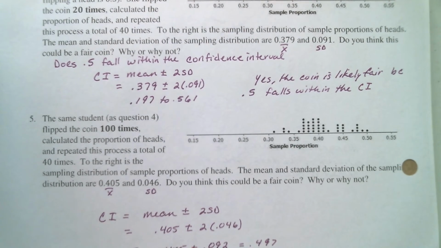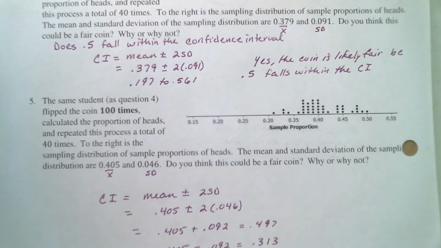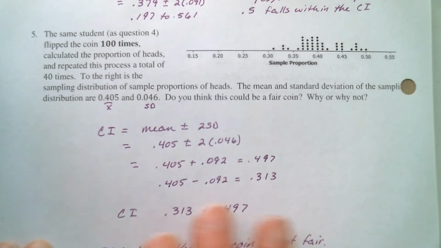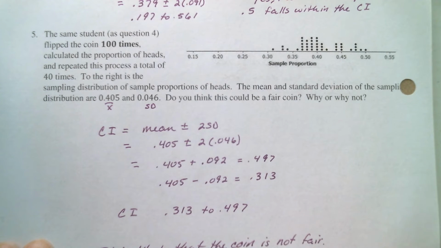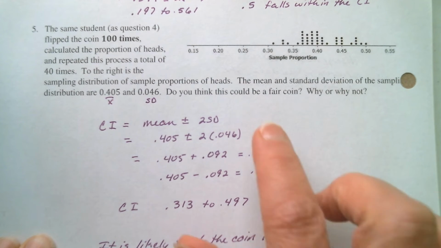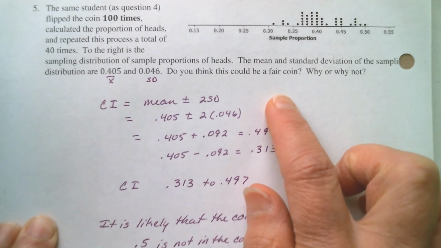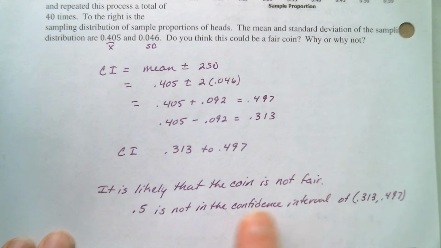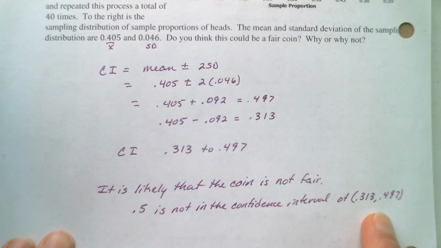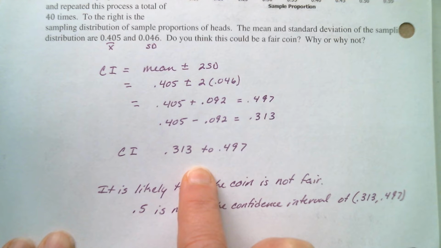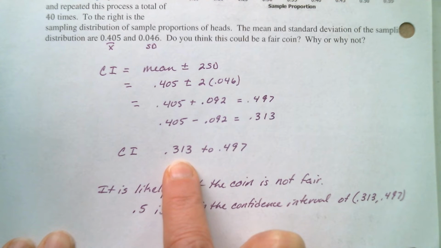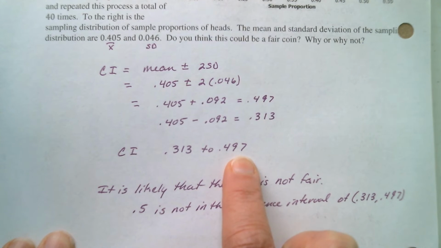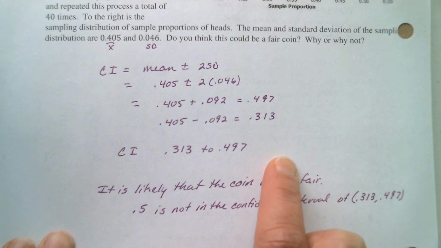Number 5, same question, but a different simulation here. Do you think that this coin could be a fair coin? No, it is likely that the coin is not fair. 0.5 is not in the confidence interval. Our confidence interval for number 5 was 0.313 to 0.497. And 0.5 is outside that confidence interval.